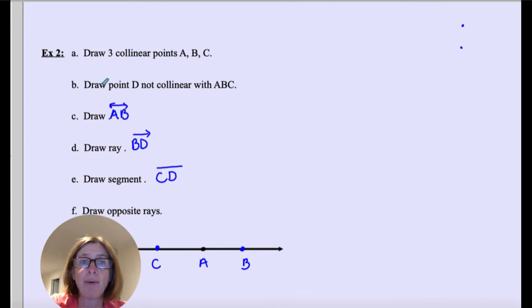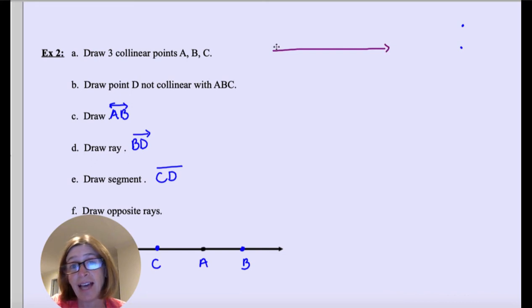All right, now we want to do some drawing. So we're going to have to be good at drawing figures. A lot of times figures aren't given to you. You have to draw them. So if I want to draw 3 collinear points, I'm going to draw a line, and I'm going to label those points right on the line, A, B, and C. So now I can see 3 collinear points.